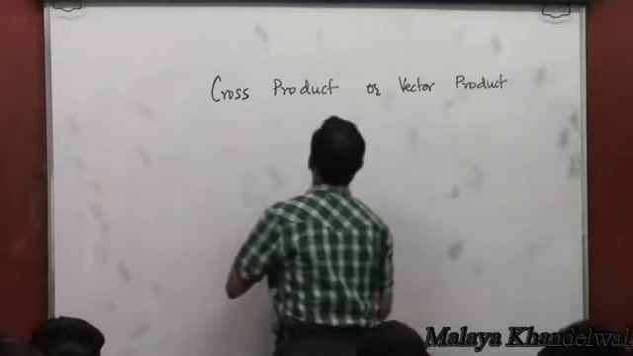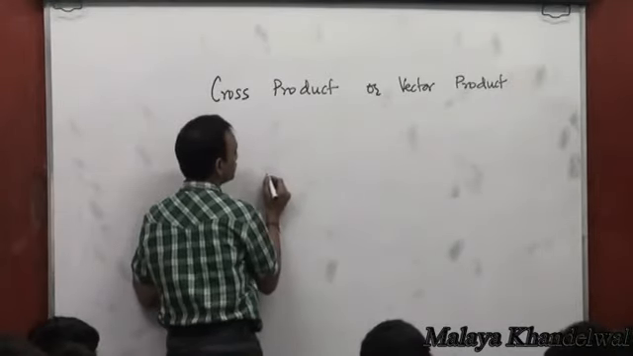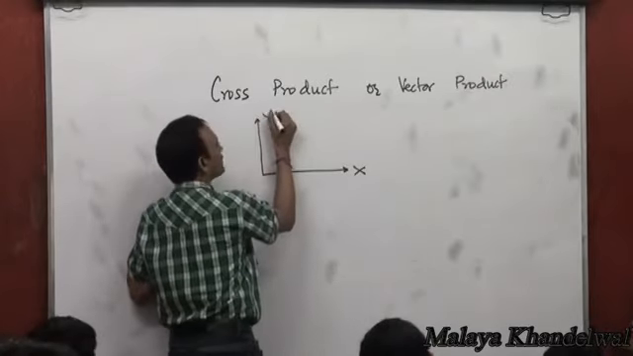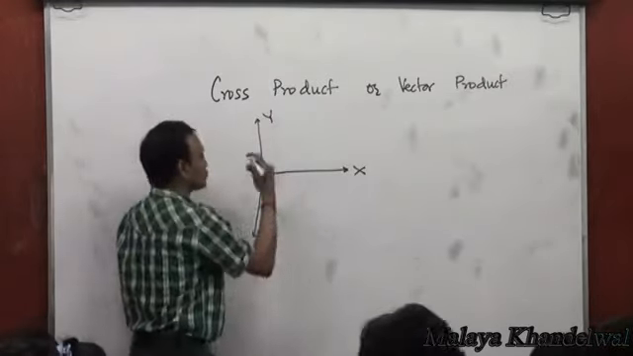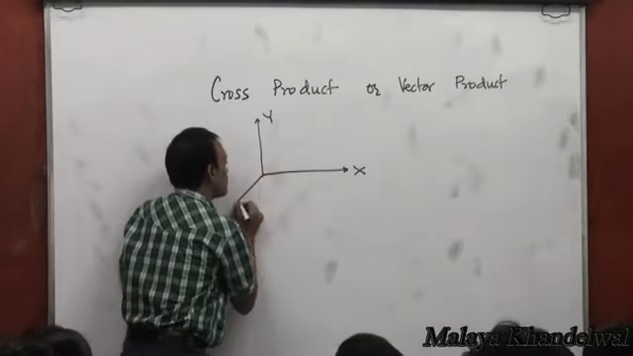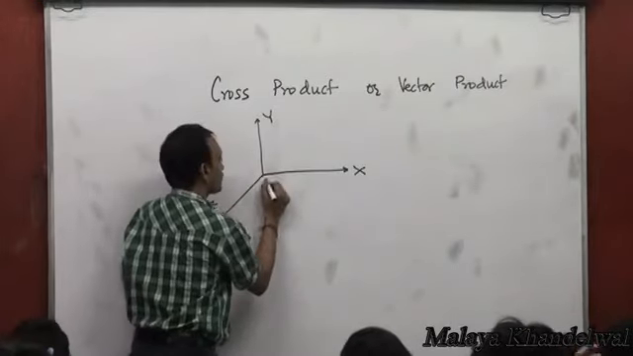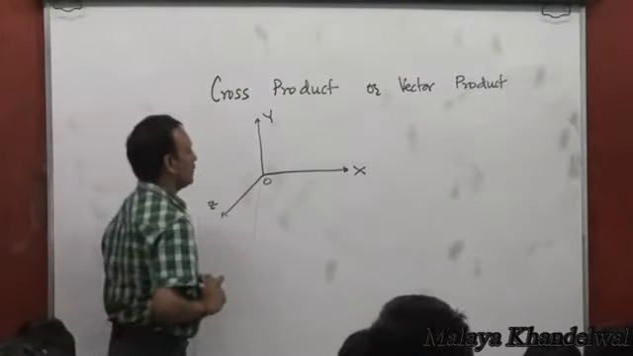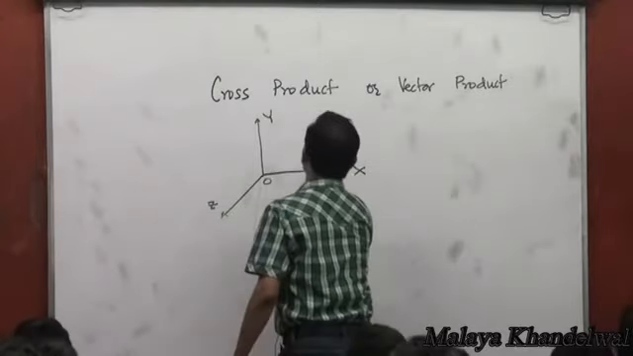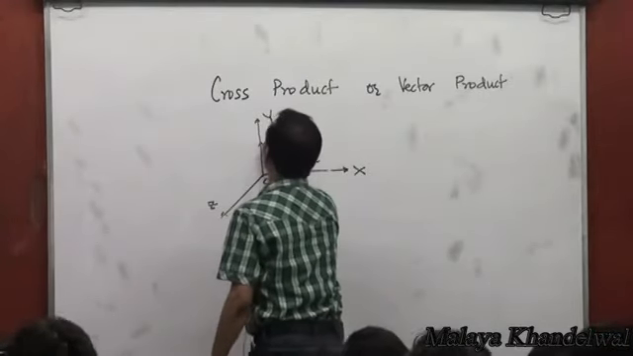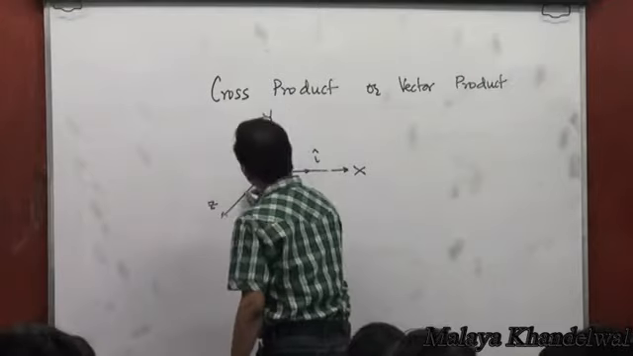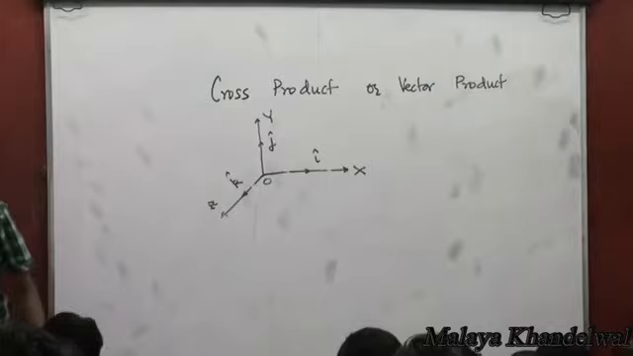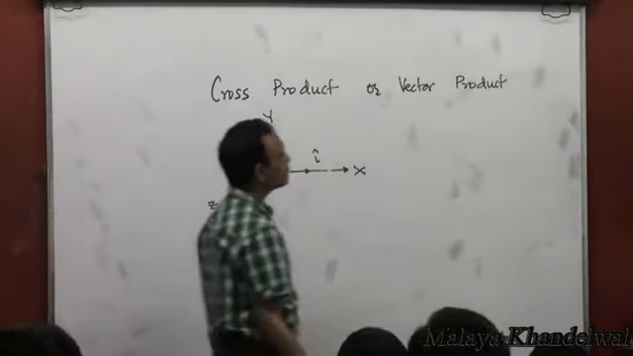Now, this is the x-axis, this is the y-axis, and the z direction comes out of the plane of the board. This is the z-axis coming out of the plane of the board, alright? A unit vector along the x-axis is i cap, a unit vector along the y-axis is j cap, a unit vector along the z-axis is k cap, right?